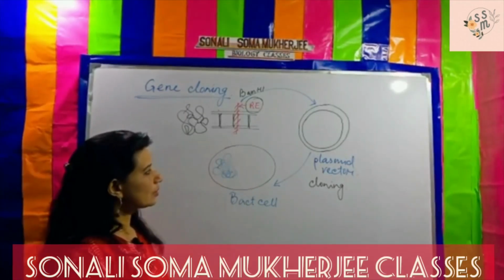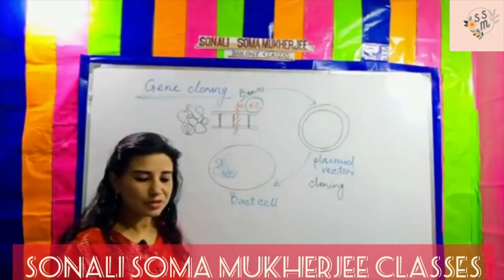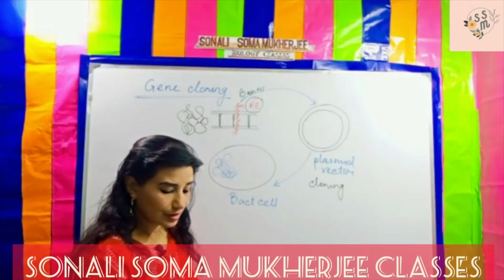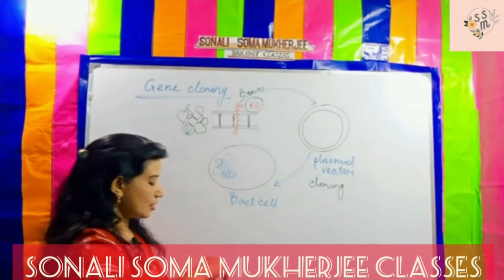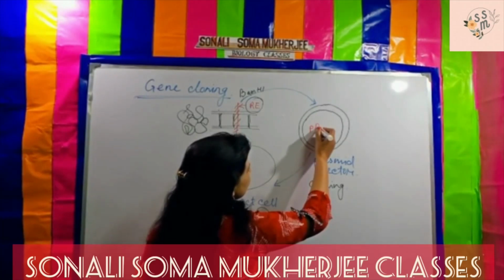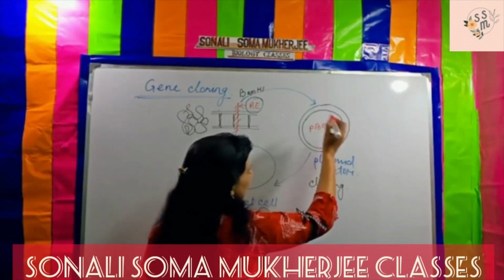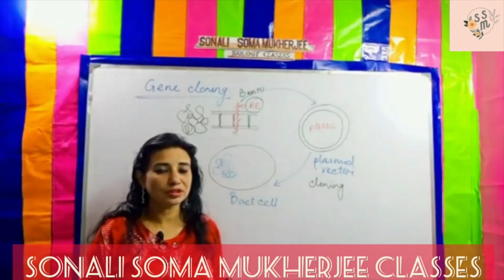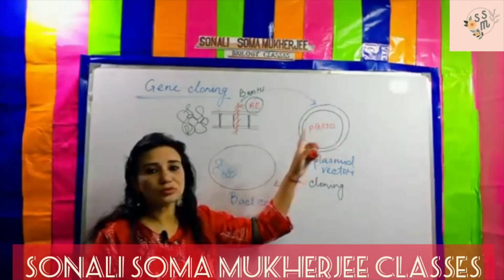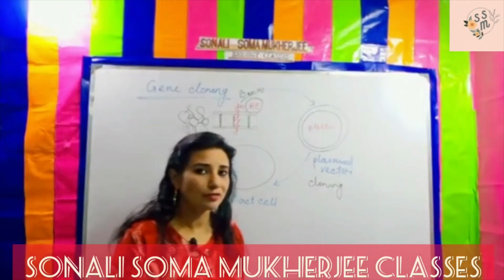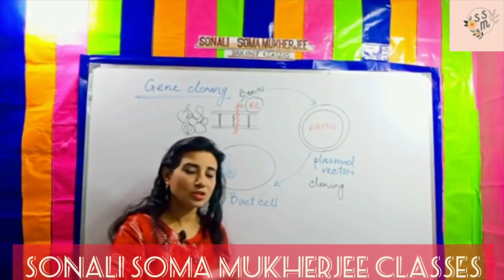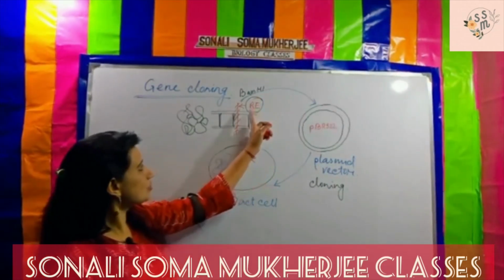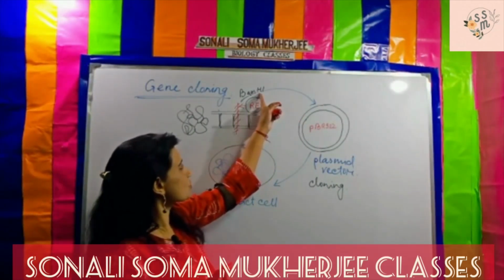BamHI is used to cleave here in this plasmid vector; the same restriction endonuclease has to cleave, and that is BamHI. If this is our pBR322, I have already discussed the pBR322 plasmid cloning vector in my video tutorial. If you have missed out, please go and watch that video. So here I am just going to touch up a little bit that the restriction endonuclease used is BamHI.